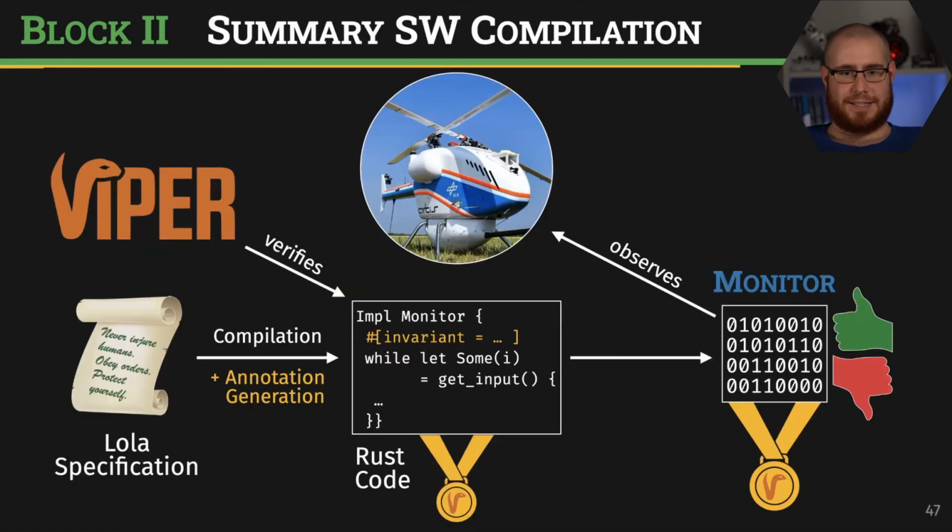And now let me summarize the software compilation. When you use the software compilation for the development of cyber-physical systems, you take the Lola specification, you compile it down to Rust code, and inject annotations. And these annotations help the Viper framework to verify the correctness of the code and thus the monitor.